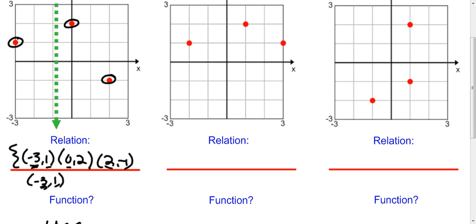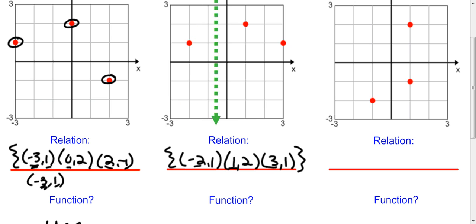Okay, on to the next example. If we list our coordinates here from left to right, our relation would go like this: (-2, 1), (1, 2), and (3, 1). Again, I have all different x values, so I can tell you it's a function. It also passes the vertical line test. If I draw a vertical line anywhere along this graph, I only cross in one spot or one spot or one spot, but never more than one. So this is a function.